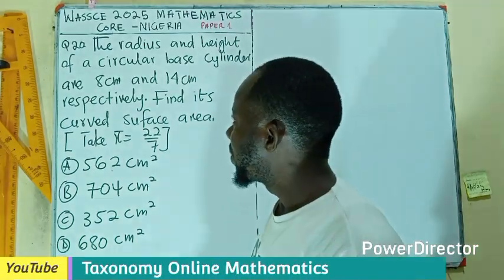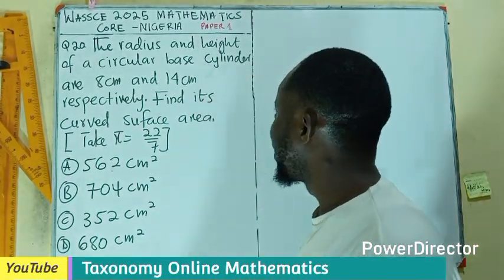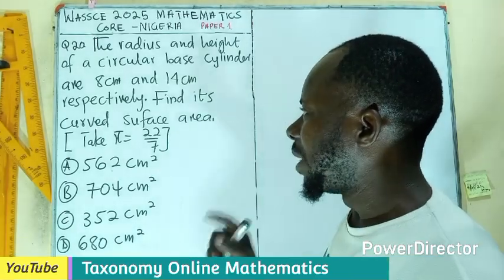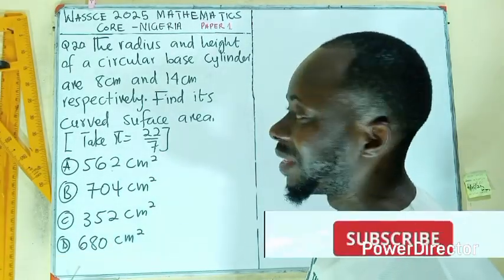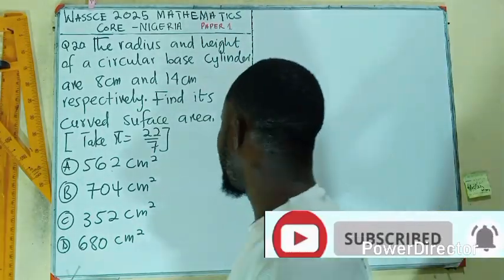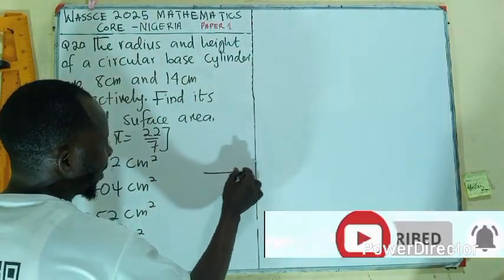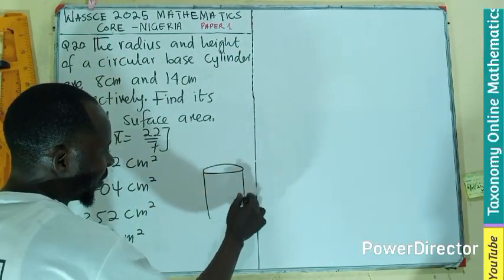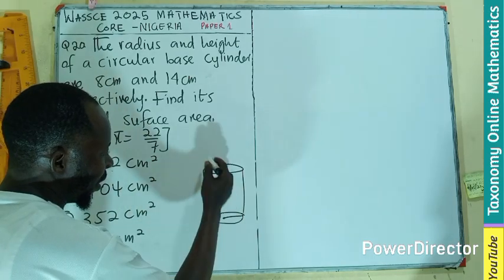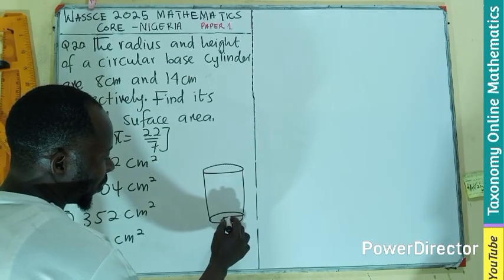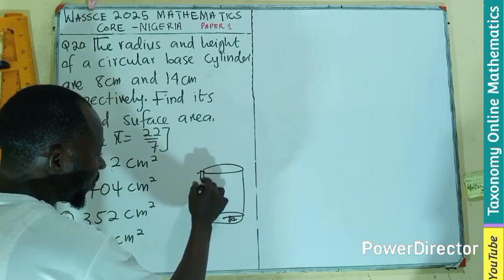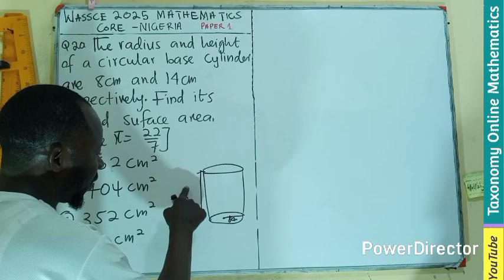Welcome. Question 20. The radius and the height of a circular base cylinder are given as 8 centimeters and 14 centimeters respectively. We have to find the curved surface area. Remember, the cylinder is of this nature. Then the radius, either for the base or the top, is given as 8 centimeters. The height is given as 14.